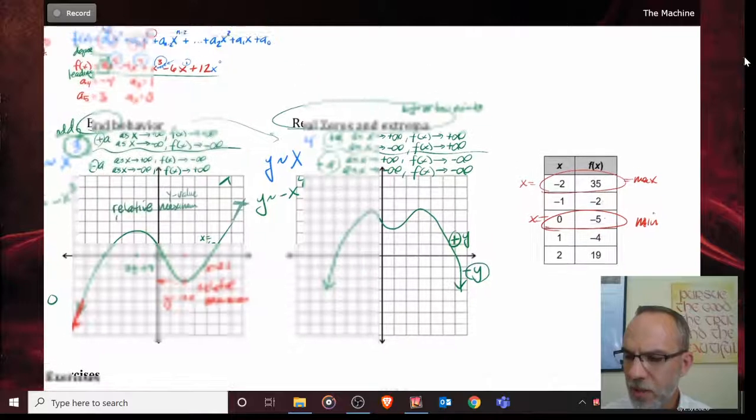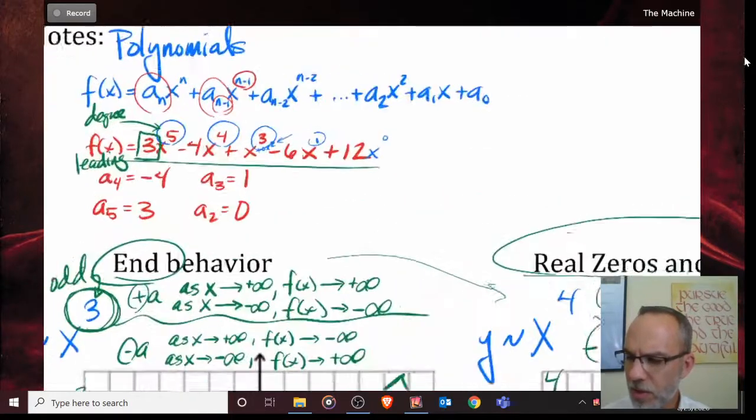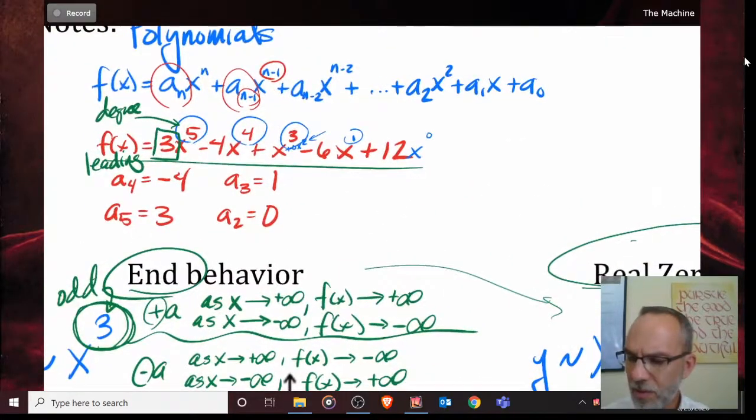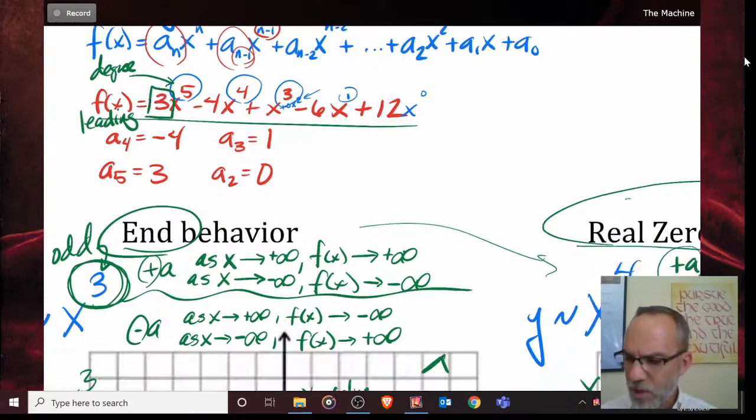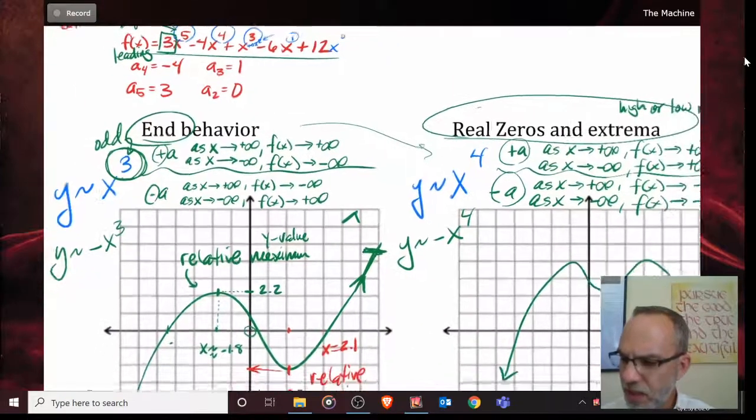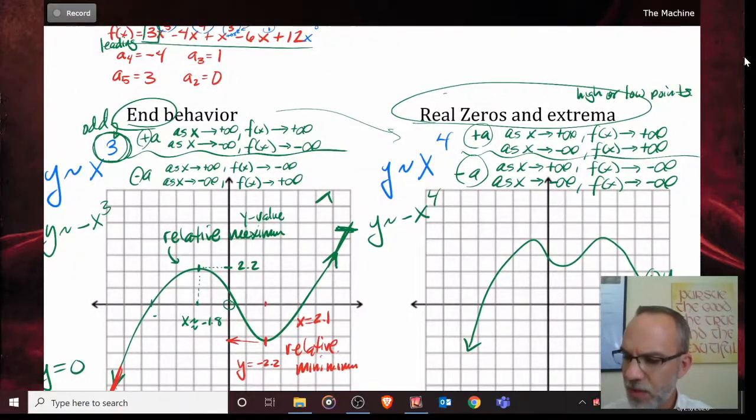So what did we talk about? We talked about how to write a polynomial. We talked about the degree of a polynomial and the leading coefficient. We talked about two different kinds of polynomial graphs. An odd degree is going to be one where the ends point in opposite directions. An even one is going to be where the ends point in the same direction, both down or both up, right?